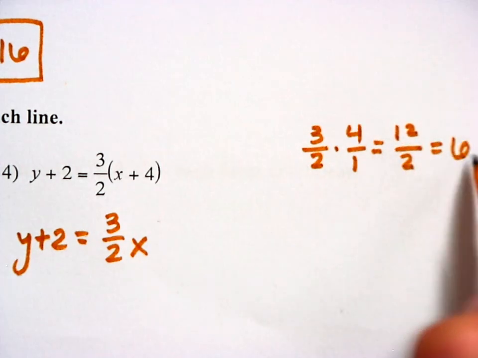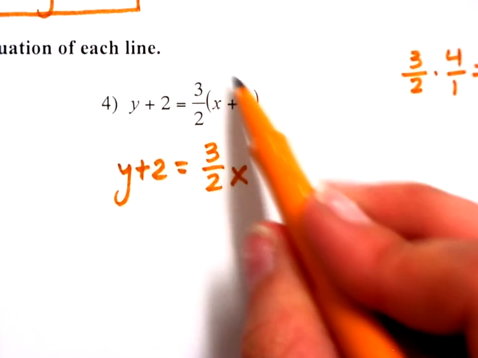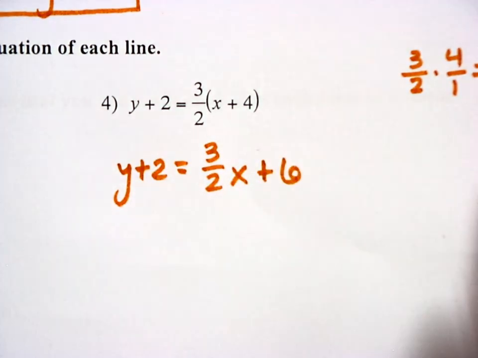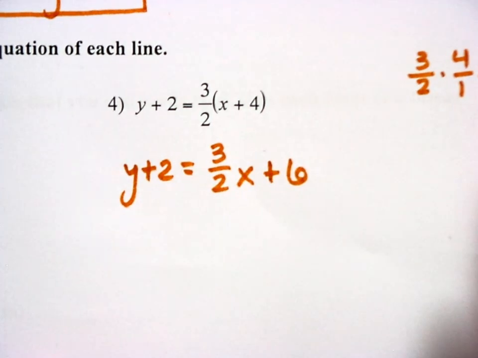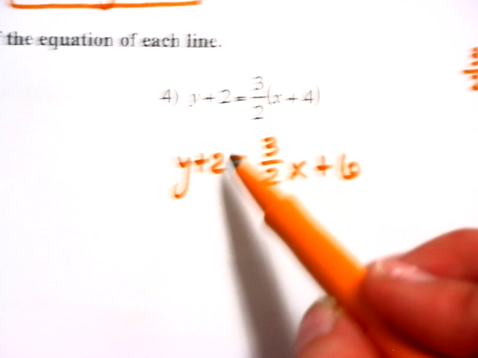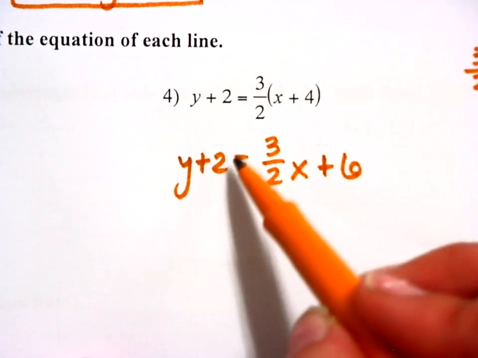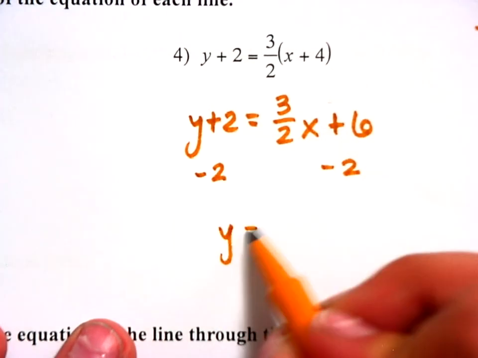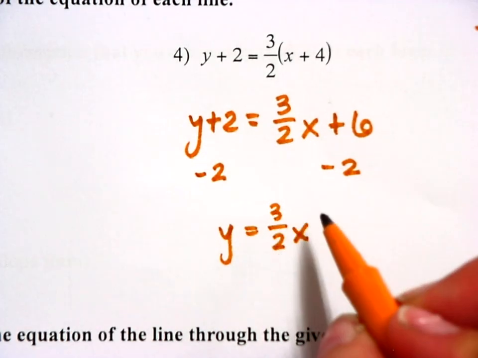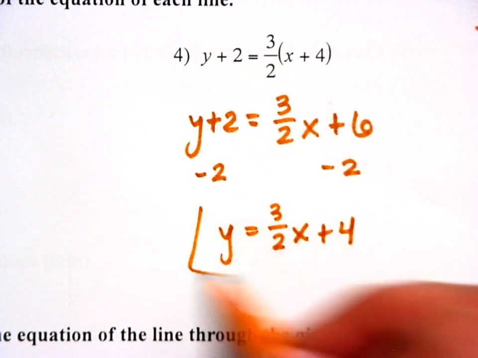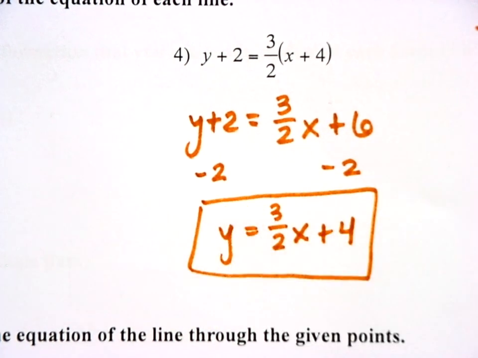That's just 6. So down here, when I did 3/2 times 4, that just gives you 6. Okay, then the last step. Now I've got my x on the right side of the equation. That's what I want. But again, we're solving for y. This is y plus 2, so I need to subtract 2. So y equals 3/2 x, and then 6 minus 2 is plus 4. Now you are in y equals mx plus b.